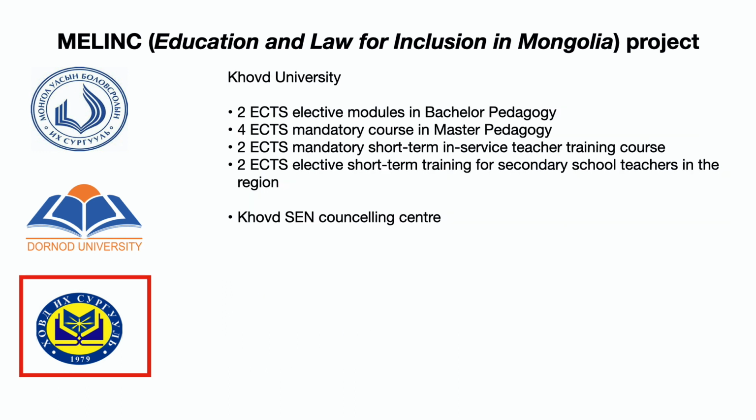KAFT University will introduce modules on inclusive education in the Bachelor of Pedagogy and in the Master of Pedagogy. It will also introduce a mandatory short-term in-service teacher training course and an elective short-term training for secondary school teachers in the region. It will also operate the SEND Counseling Center and provide advice and support to students with special needs in education and to their families in the western part of Mongolia.